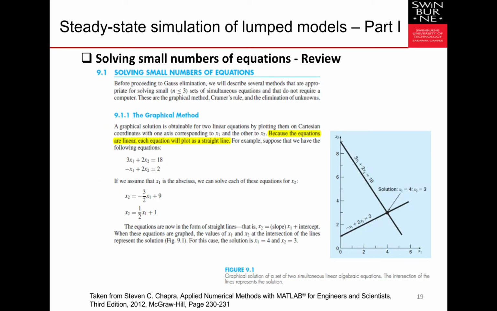The next topic shows how to solve a small number of equations using graphical methods. For example, this one is equation 1, this one is equation 2. The first equation is represented by this line, and the second one is represented by this line. The point at which the two lines intersect each other will be the solution of these two equations. So x1 is equal to 4 and x2 is equal to 3.